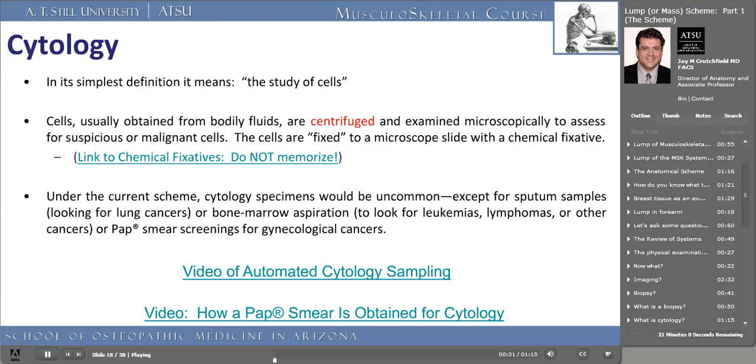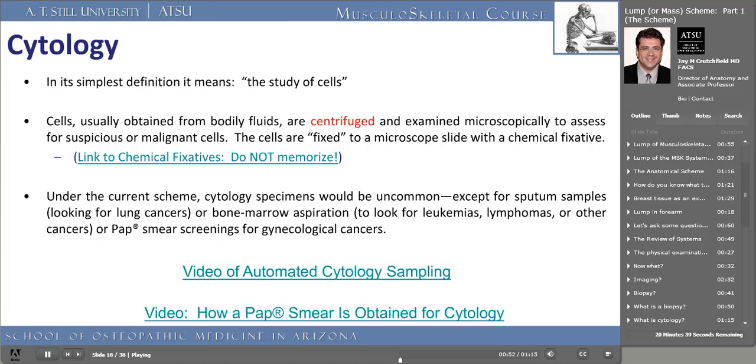Fluid from the chest cavity is removed, centrifuged, cultured, and/or viewed under a microscope to look for malignant lung cancer, or to assess a sputum sample for malignant cells, or a bone marrow aspiration to look for evidence of leukemia or other immunological diseases.